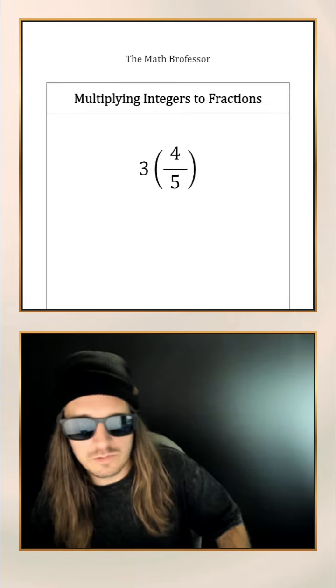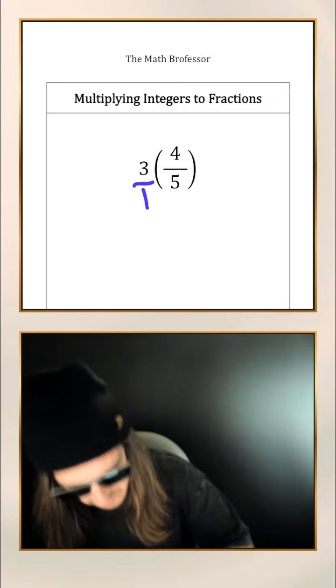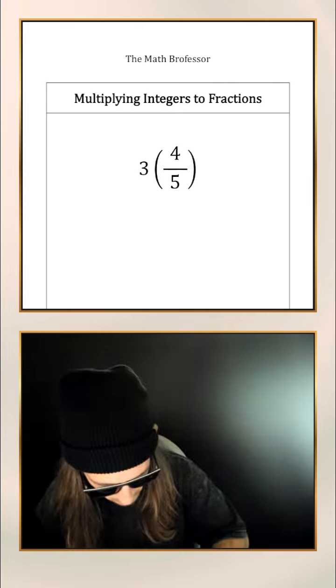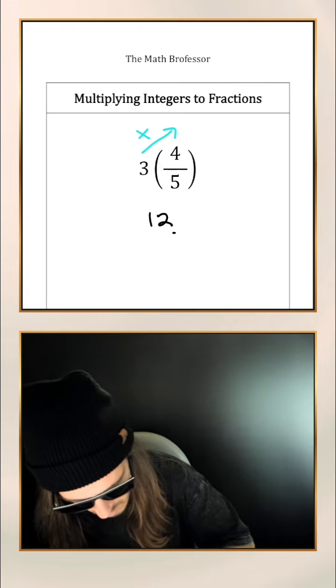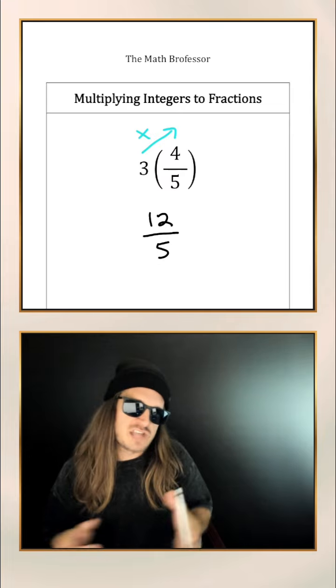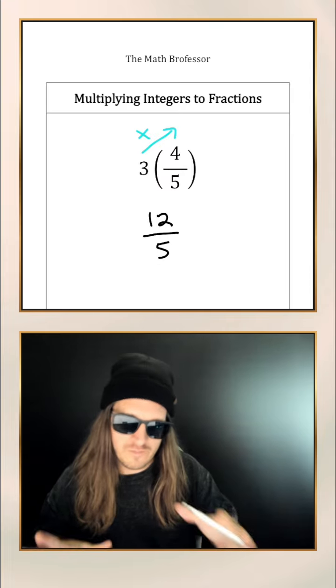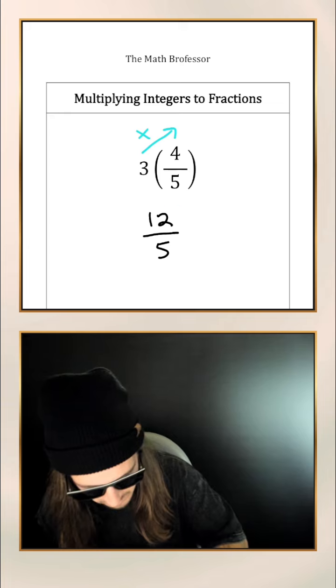Multiplying integers to fractions, you've been taught to put the integer over 1, which isn't wrong, but just get straight to the point here and multiply 3 by 4, which is 12. Now, 12 is not divisible by 5, nor is 12/5 reducible, so that right there is the answer.